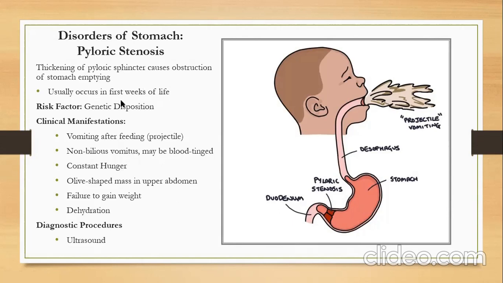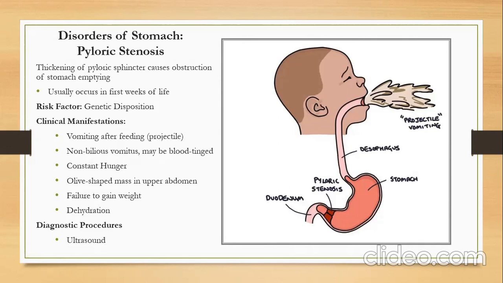Usually occurs in the first weeks of life. They're going to have the projectile vomiting. Now, remember, the bile is down here in the duodenum. If this is locked down, walled up, this is going to be non-bilious vomitus, okay? The vomit is not going to have bile in it, okay? Also, they may have some blood tinge from the irritation from all the projectile vomiting. Blood tinged, not coffee ground, okay?